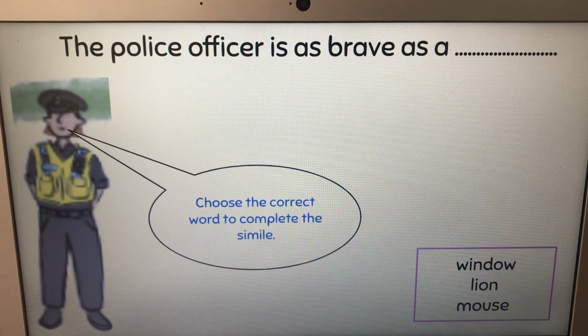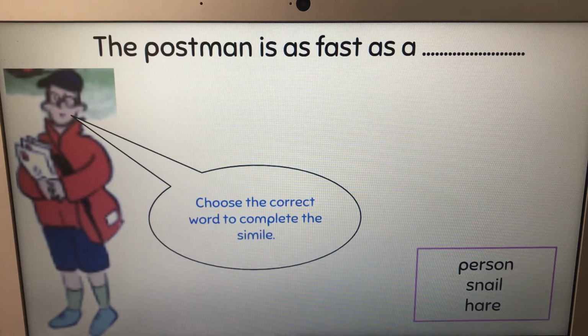Well done to those of you who chose lion. Great job. The postman is as fast as a person. The postman is as fast as a snail. The postman is as fast as a hare.